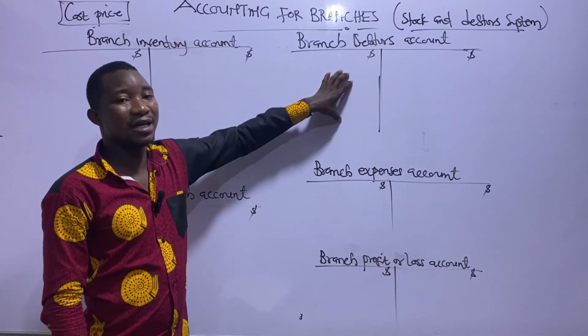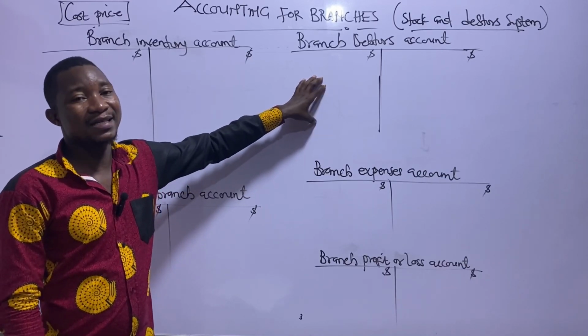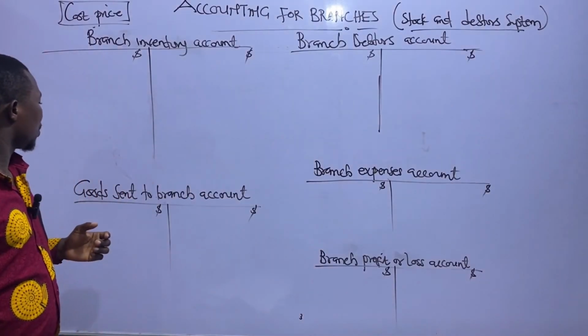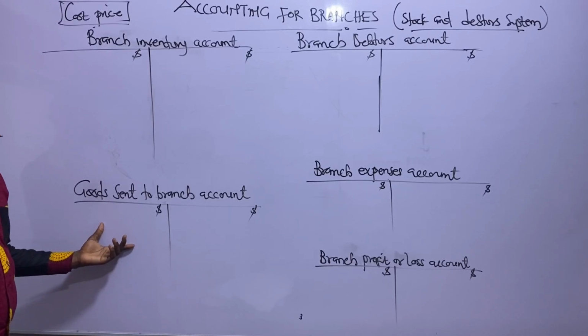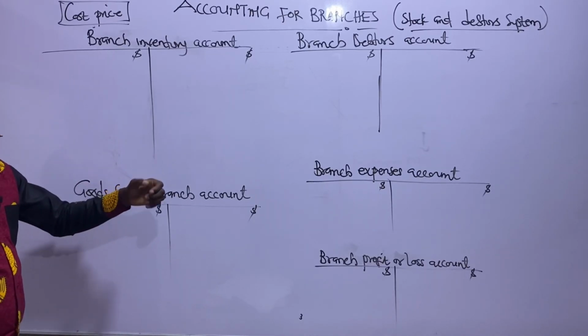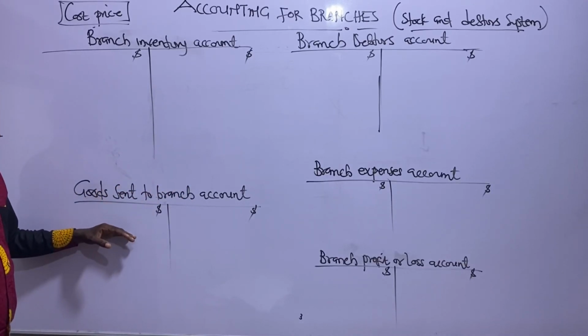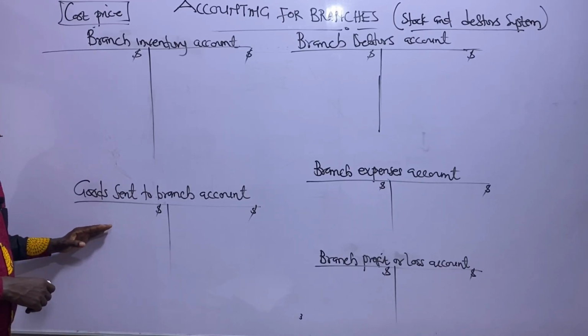And this branch debtors account is basically prepared in order to determine the amount due from debtors at any point in time. Is that okay? That is the branch debtors account. Then we talked about the goods sent to branch account. Goods sent to branch account is basically prepared in order to determine the net purchases of the branch transactions. So when goods are sent to branch, we record it here. When there are returns of goods from the branch to head office, we record it here at the debit side so that the net balance will be the purchases figure that will be transferred to the trading account of the branch. Is that okay? Good.